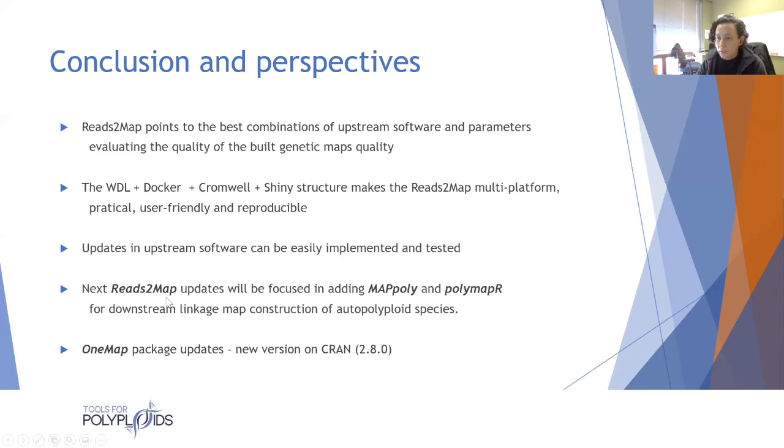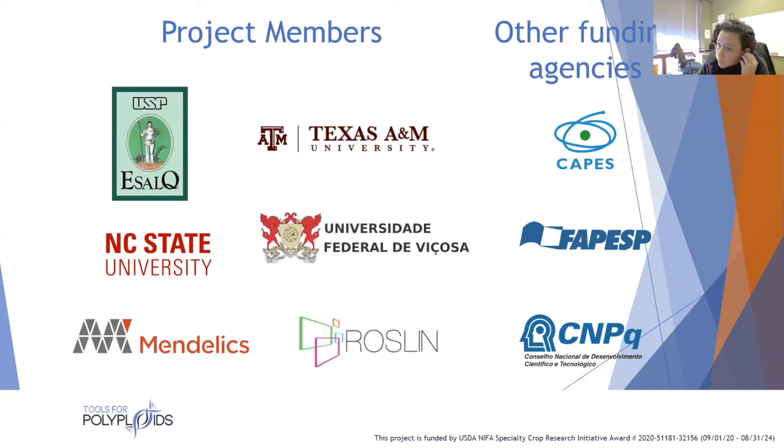And I'm adapting Reads2Map to, instead of using OneMap, use MAPpoly and polymapR in the last test, to be able to do this with polyploid species. But I will need to talk a lot with Marcelo and Peter, because I am the maintainer of OneMap too. So every change that I need to do is very easy. And all the updates that I did to make OneMap compatible with Reads2Map are already available on CRAN.